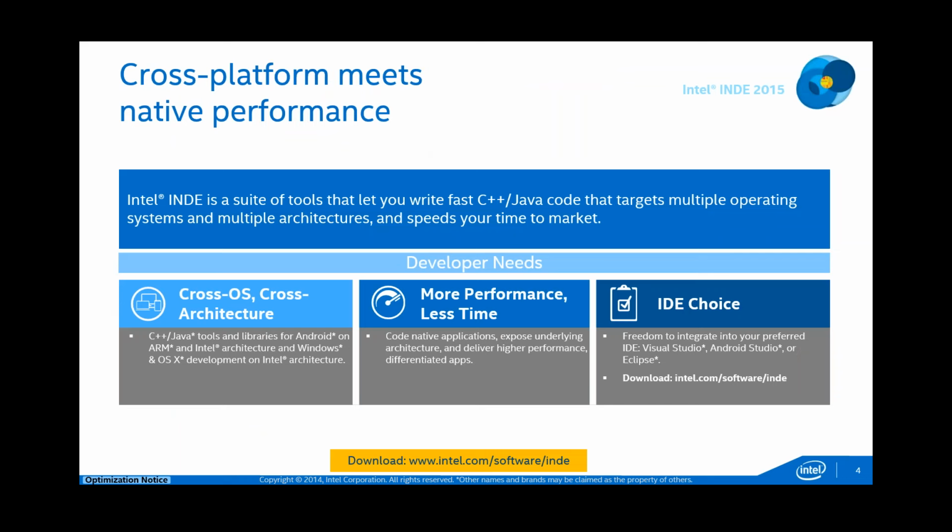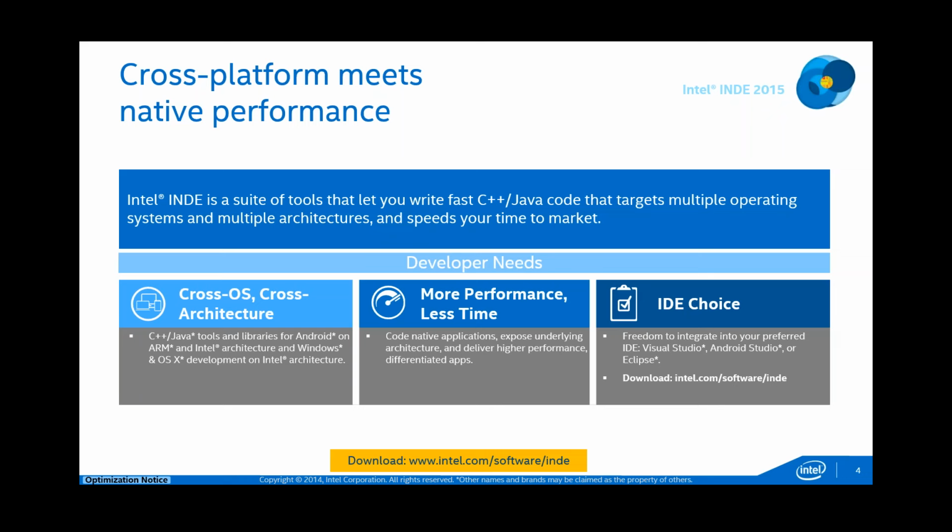Intel INDE helps you write your code in both C++ and Java, and you can deploy it across operating systems and across architectures, not only on Intel architectures. And we have some APIs like context sensing and others, which can be useful in order to generate a compelling app across architectures. That's why we give it the tagline of cross-platform and cross-architecture tools. Right? So we have broadly segmented it by what the developer needs. One is cross-OS and cross-architecture.